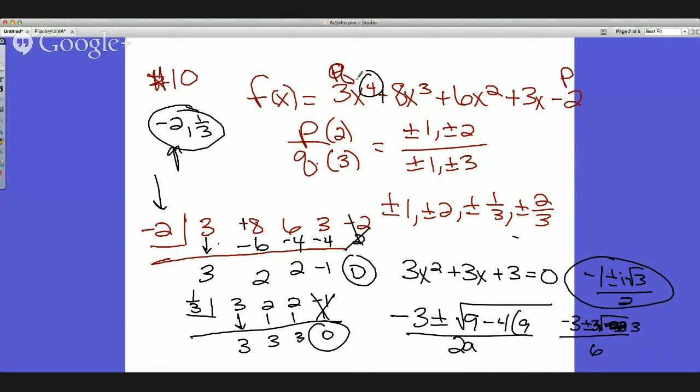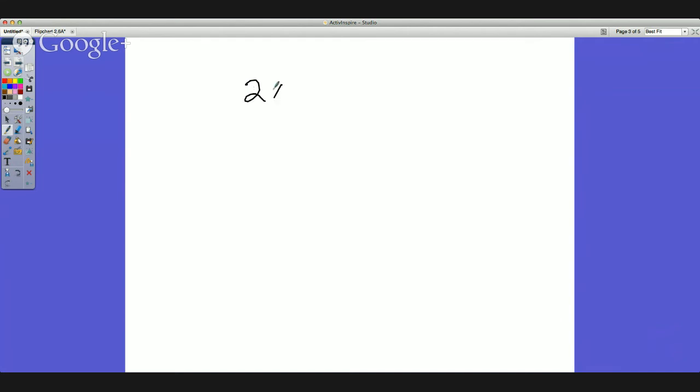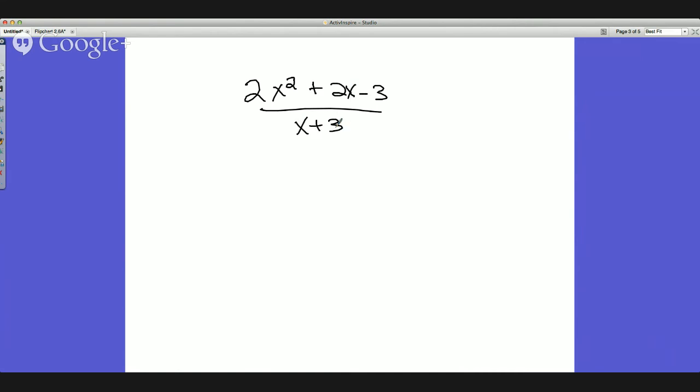Remember, 8, will there be a horizontal asymptote? For those of you who are in YouTube land, I'll give this to you: 2x squared plus 2x minus 3 all over x plus 3. It's probably going to be a slant asymptote, right? Probably a slant because the degree on the top is 1 greater than the degree of the bottom. Why would you say probably it is?